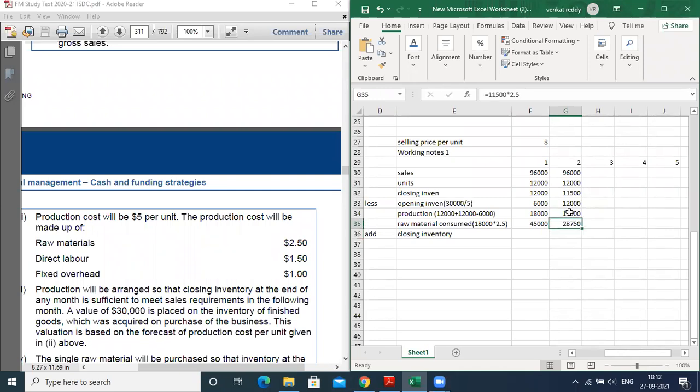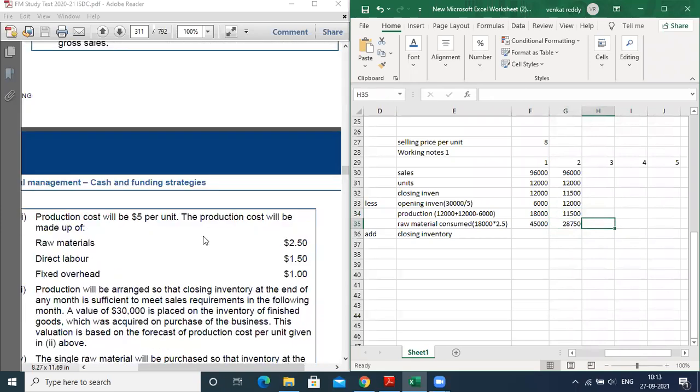So how will we get the total production? Number of units sold plus closing stock minus opening stock. So for the second month, number of units sold is 12,000, the closing stock is 11,500 and opening stock is 12,000. So the total production units during the month is 11,500. And what is the cost of raw material per unit? 2.50. So 11,500 into 2.5, we get raw material consumed of 28,750.